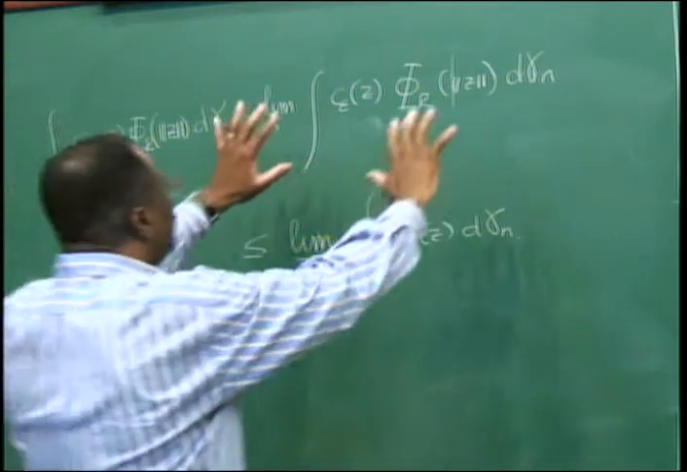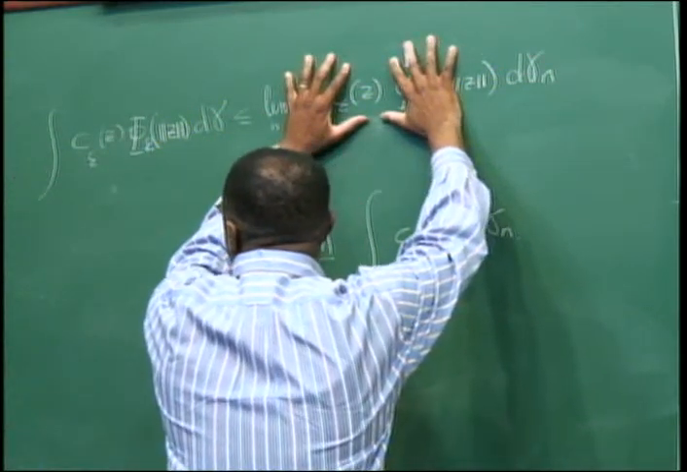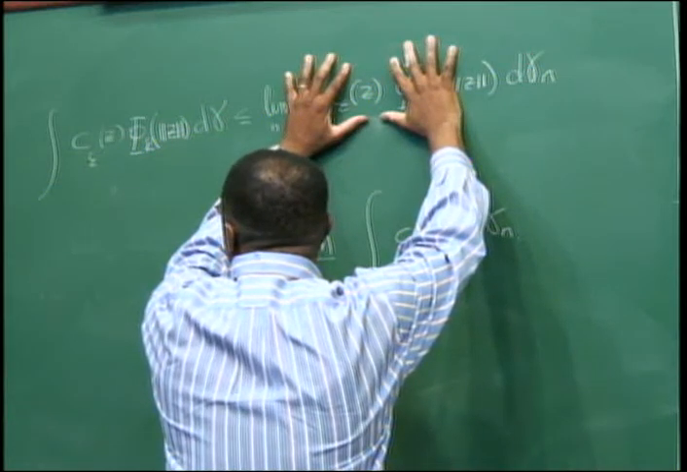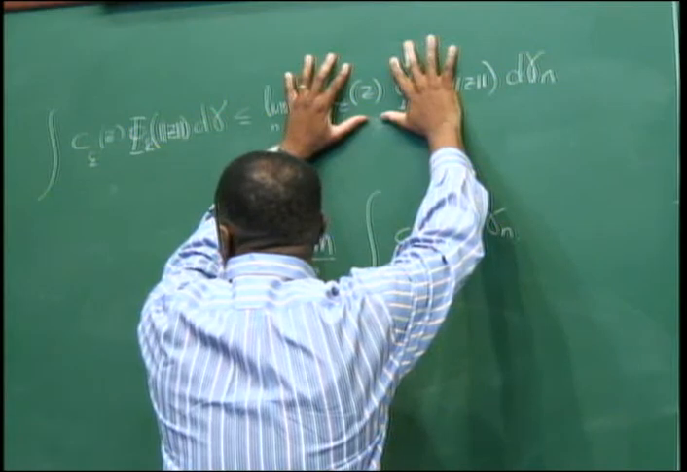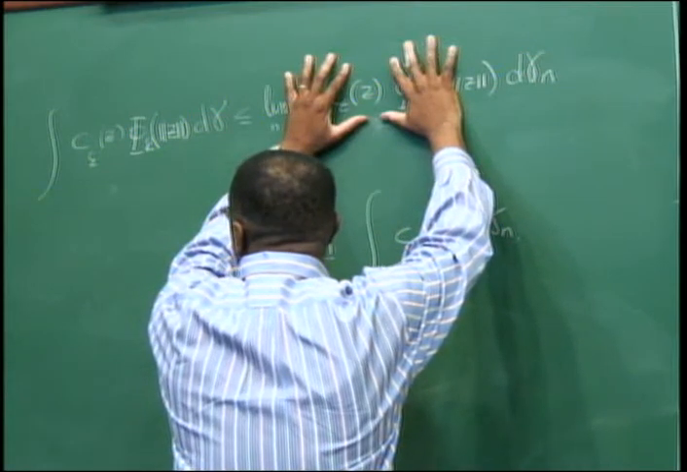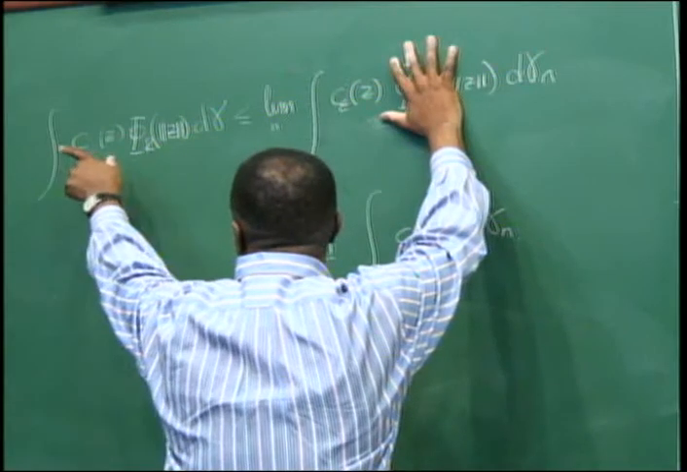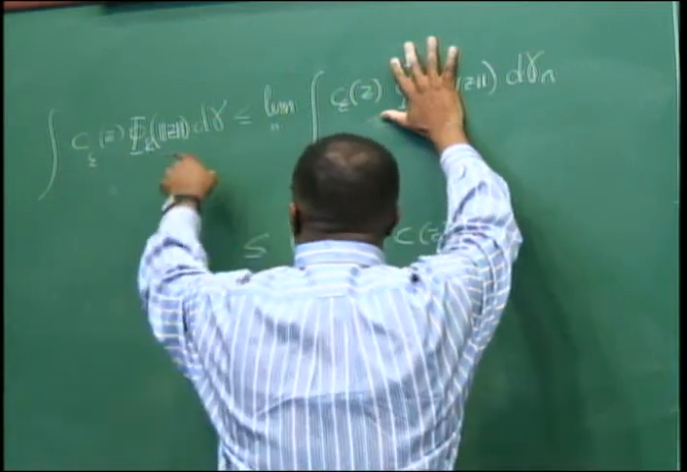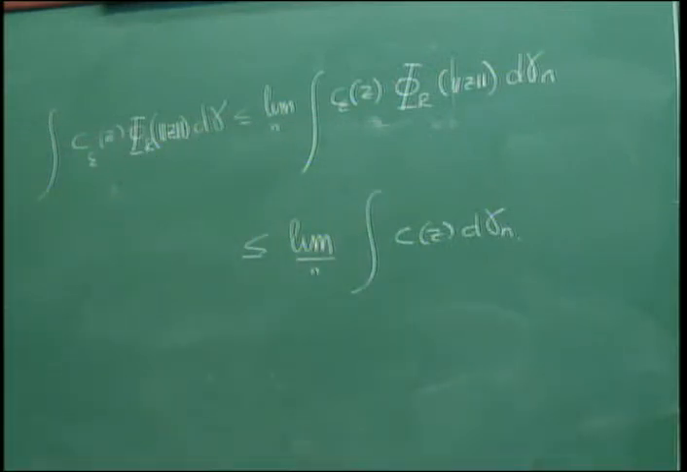Now, I am going to erase what is in the middle. And I let R go to infinity, and I use the Lebesgue dominated convergence. Then I let epsilon go to 0. I use the Lebesgue dominated convergence. And on the left-hand side, I have the integral of C of Z d gamma, which is less than this. And so we have the existence of a minimizer.